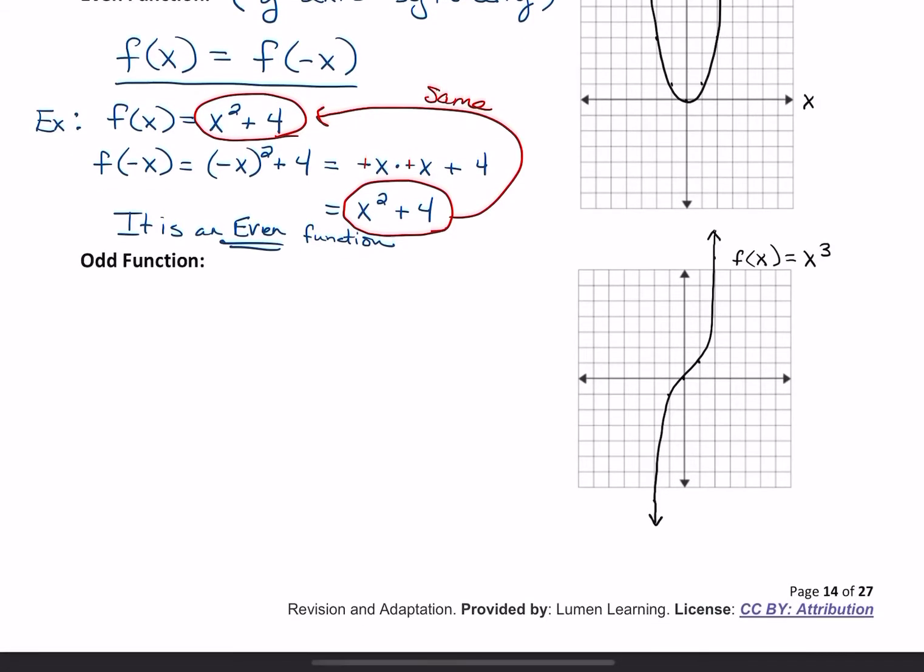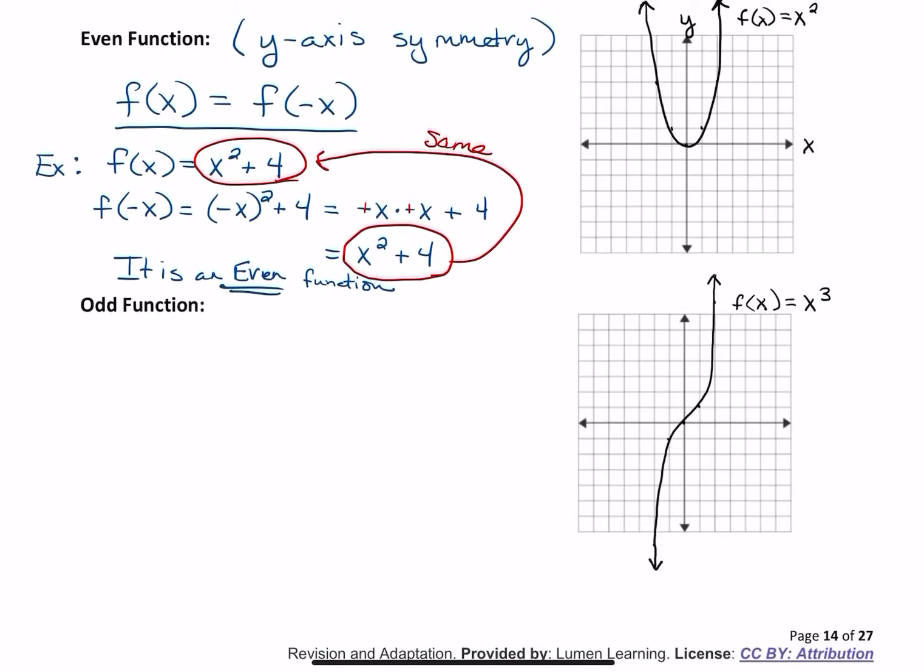Now, an odd function, you might just assume that means it has x-axis symmetry, but notice if we had something that had x-axis symmetry, let's say like this, that's symmetrical across the x-axis, that is not a function because it doesn't pass the vertical line test. So when we're talking about even and odd functions, x-axis symmetry wouldn't be a function.